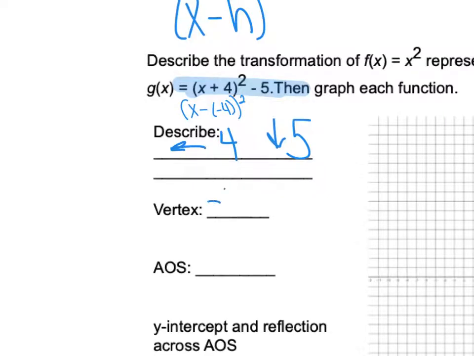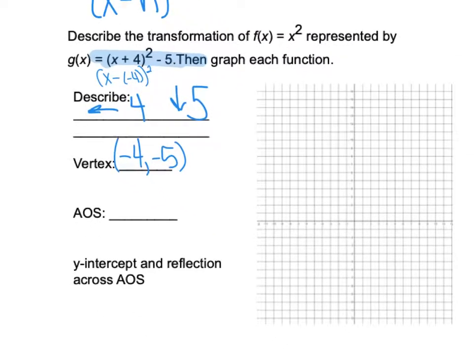So you're going to be at negative 4, negative 5. So that parabola, that parent function that we've talked about, is going to move to the left 4 and down 5. So we're going to go 1, 2, 3, 4, 1, 2, 3, 4. Okay, so there's our vertex.